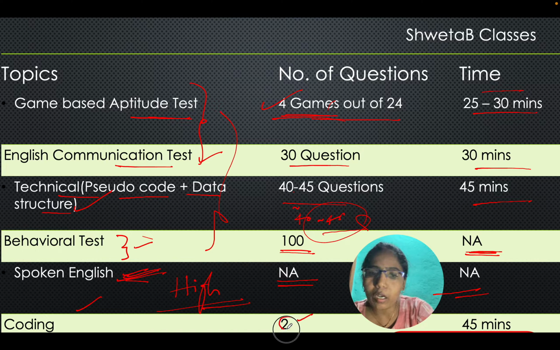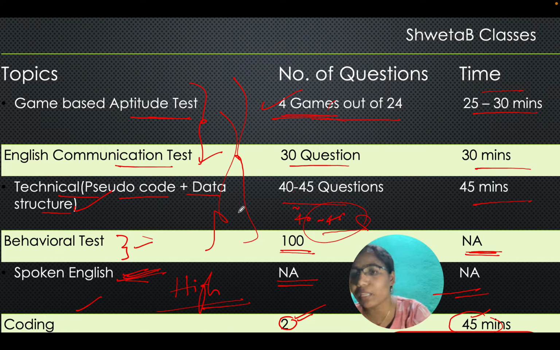Here a total of 2 questions will be given and the total time allotted will be 45 minutes. So you need to write 2 codes in 45 minutes, then you will be finished. Then you are done with the coding round. I hope you understood this online written test, the number of questions and the time allotted. Now we will discuss each and every round in detail.